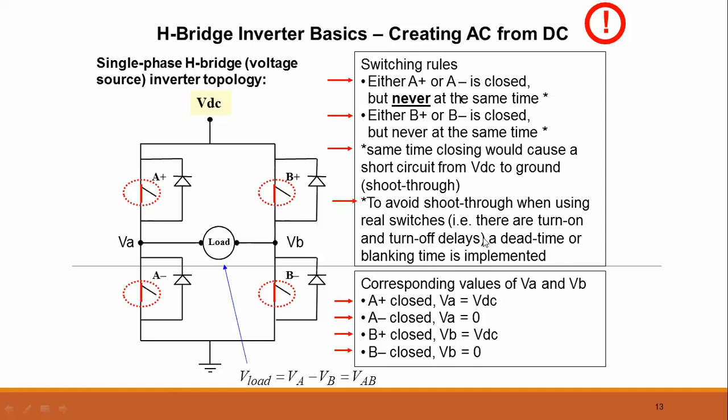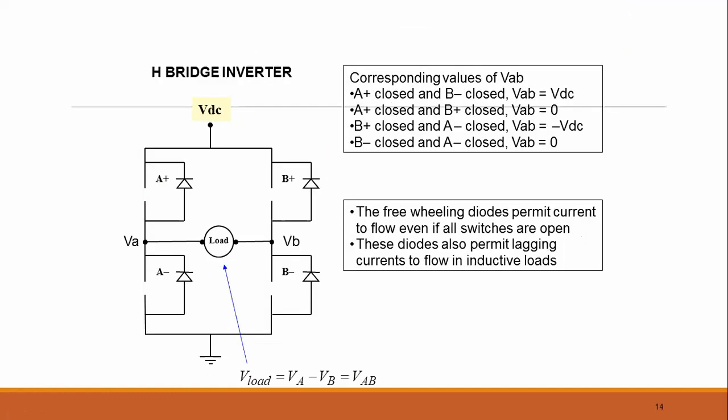When A plus is closed, the VA voltage will be equal to VDC, and when A minus is closed, the VA voltage will be equal to 0. When the B plus switch is closed, the VB voltage will be equal to VDC, and when the B minus switch is closed, the voltage VB will be equal to 0. So these are the corresponding voltages of VA and VB.